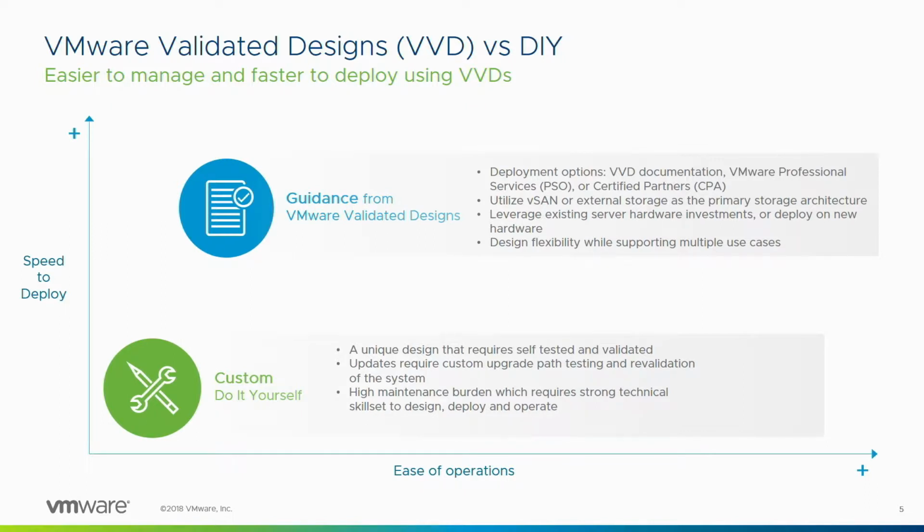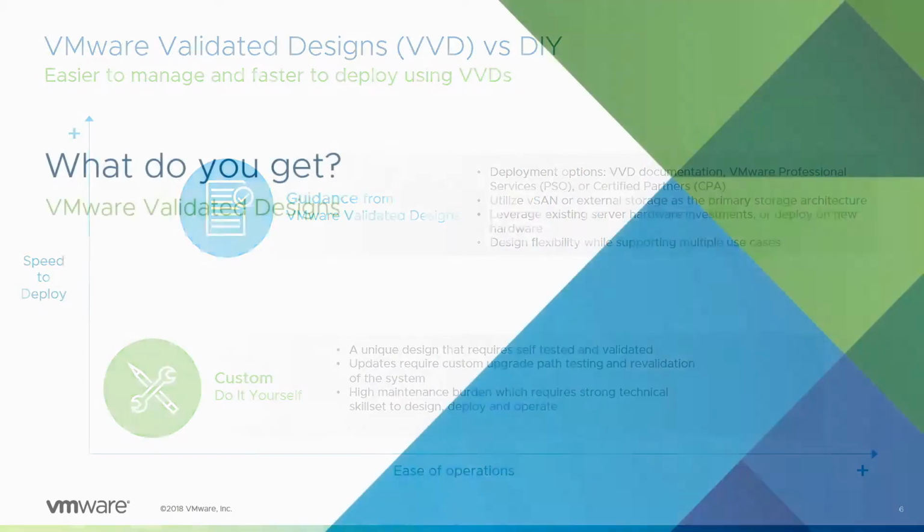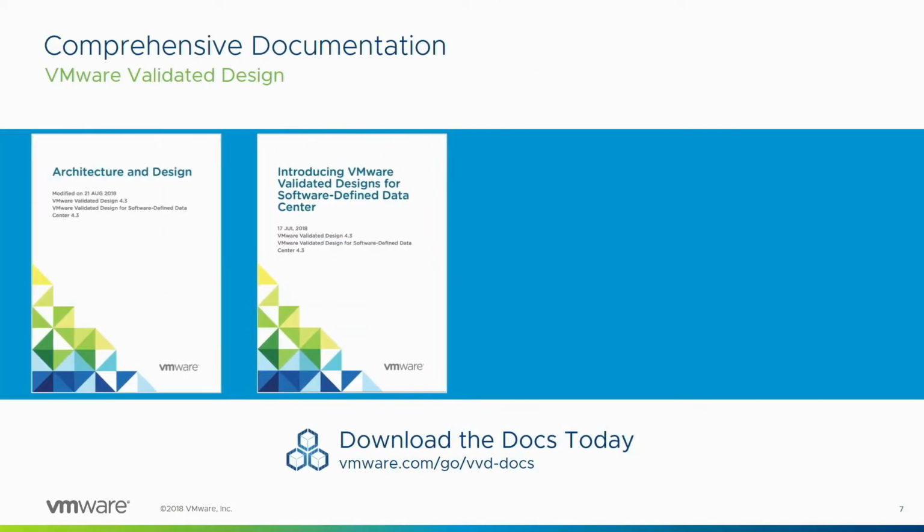It doesn't have to be a new deployment either. You can actually use existing hardware that you've already got. As long as it's on the VMware HCL, you can use it for a VVD. And as I said, the design is flexible enough that you can use it for quite a broad set of use cases. So what do you actually get?